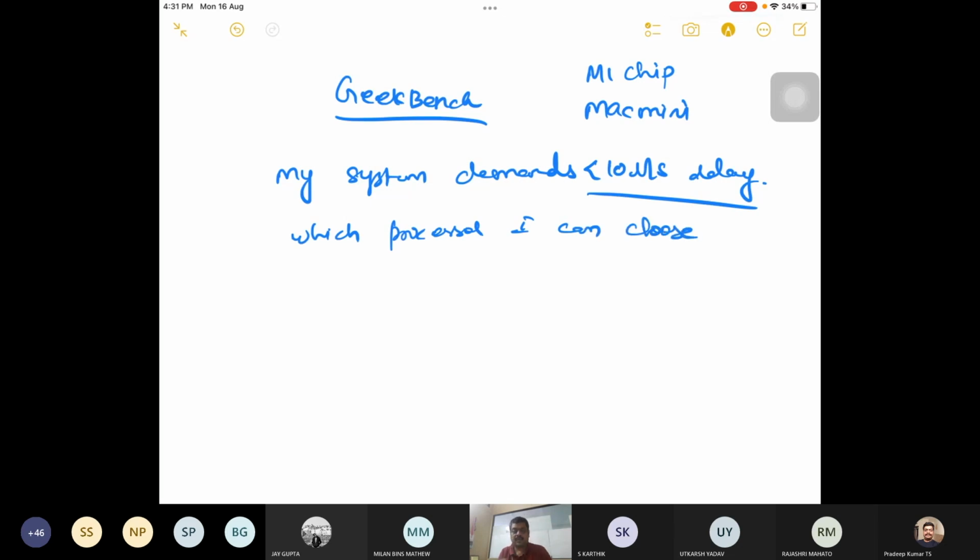I can choose. Okay. The design requirement is that it should not be bulky. Okay. Should not be bulky. So it is something like that.